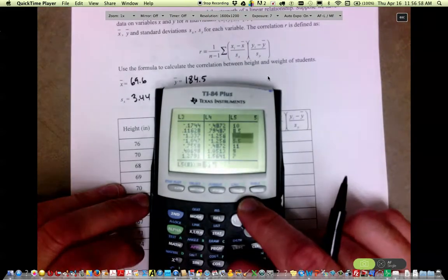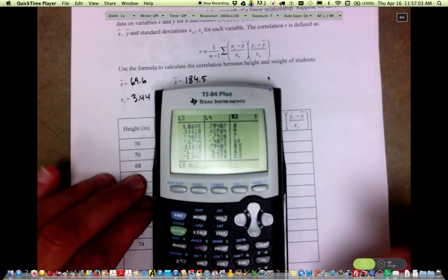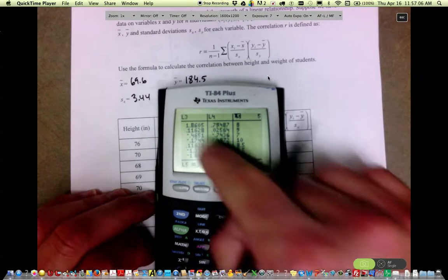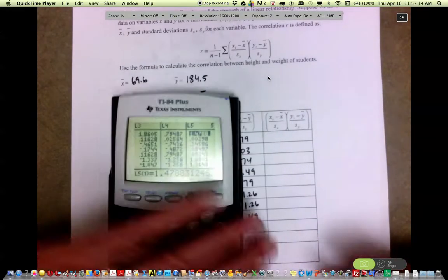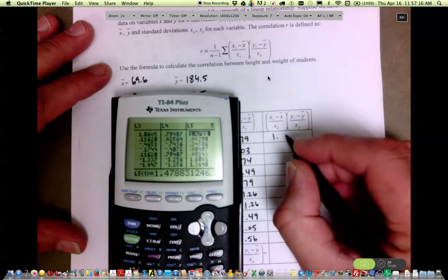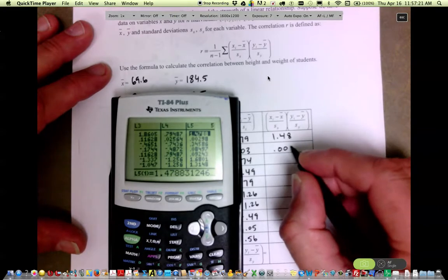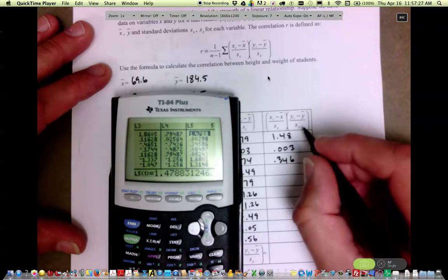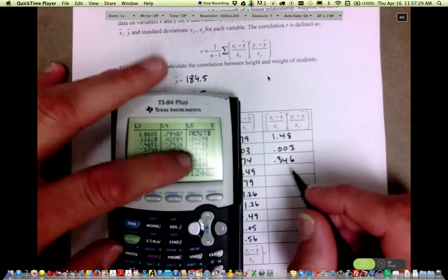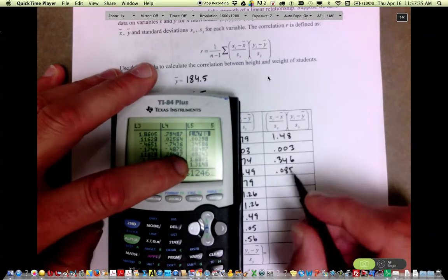We're going to go over to list 5, and in list 5, I'm going to put in a formula: take the numbers in list 3 and multiply by the numbers in list 4. So list 3 times list 4. And I get a bunch of numbers here: 1.48, and 0.003, and 0.346. Maybe I should take these out to a few decimal places every time. And then the next one is 0.085, and then 1.68.